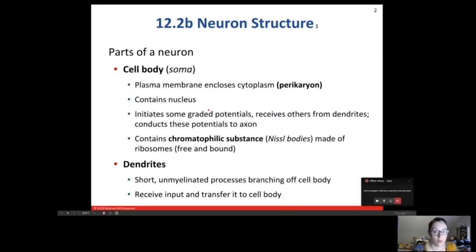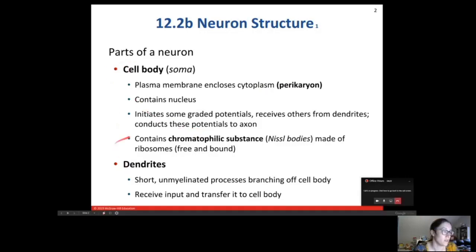So we'll quickly go over parts of a neuron. We've talked about this a bunch, so it's probably a review. The cell body is known as the soma. Within the soma, we have the nucleus. The plasma membrane encloses the cytoplasm, which is specifically called the perikaryon.